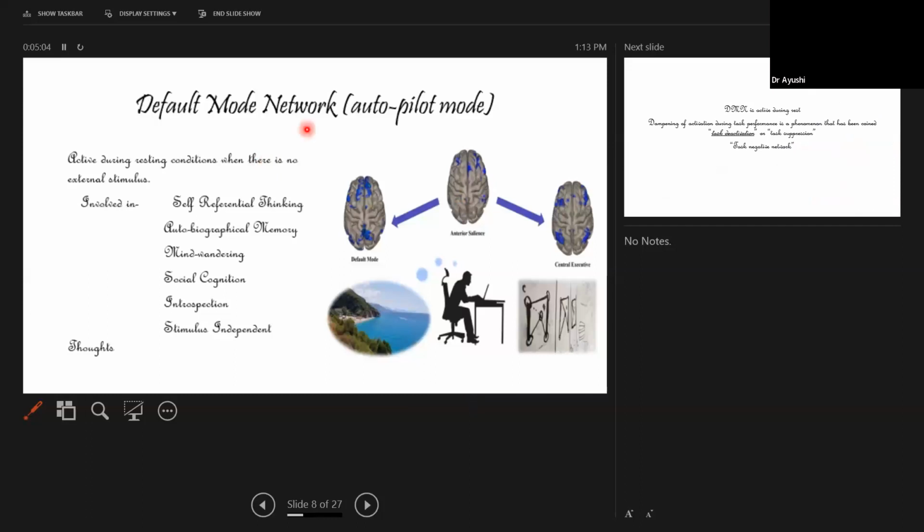Now let us come to the default mode network, also known as the autopilot mode. The default mode network, as I just said, is active during resting conditions when there is no external stimulus. It is involved in self-referential thinking, autobiographical memory, mind wandering, social cognition, introspection, and it is stimulus independent.